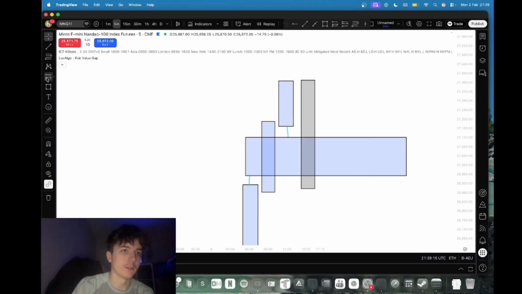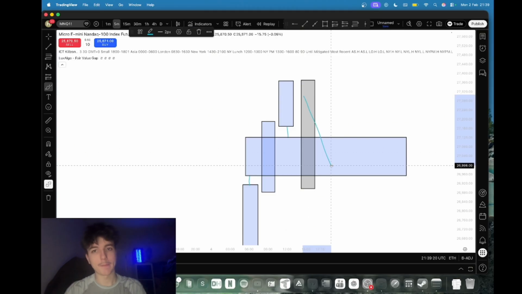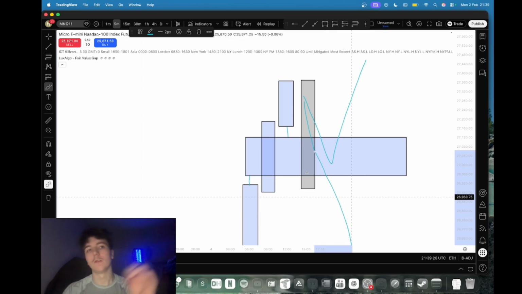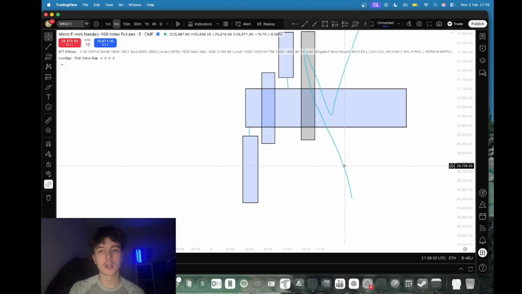What this tells us is that we are likely to do the opposite. We're not likely to tap back in and continue going. We're likely to tap in and reject it and continue going in the direction this candle's closed. So refusing the direction of the fair value gap.